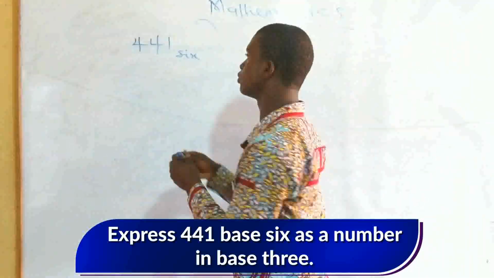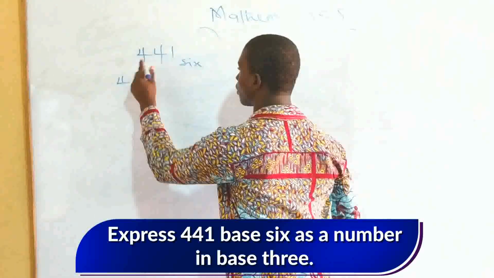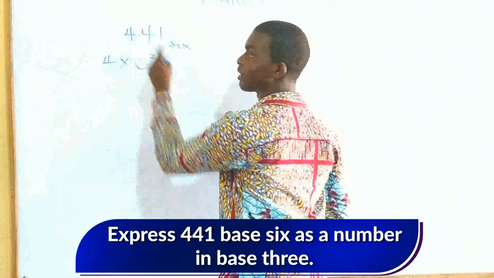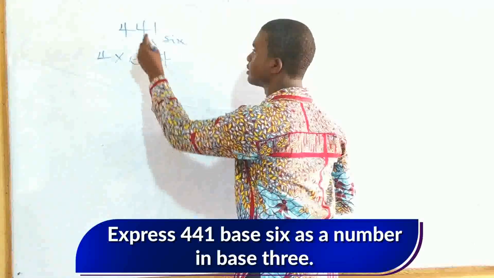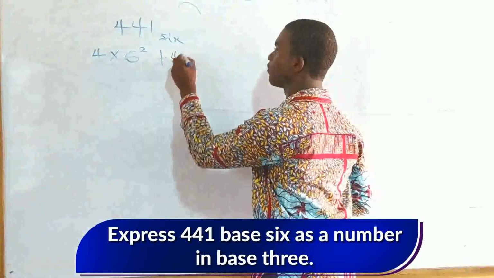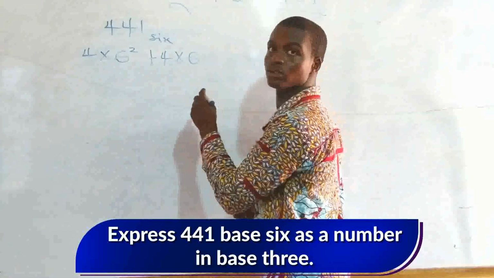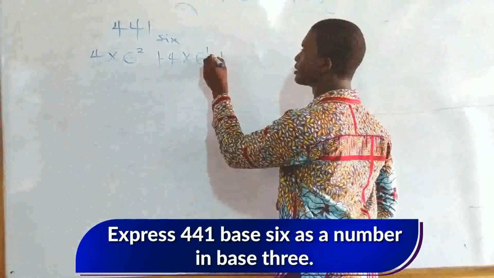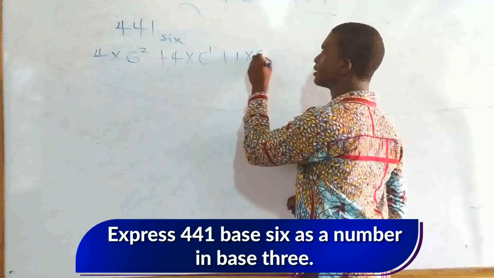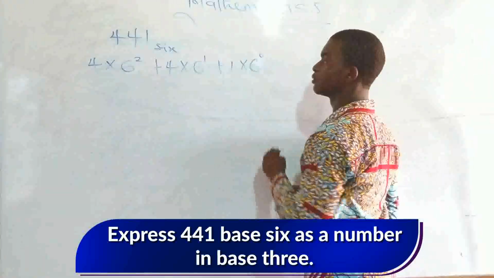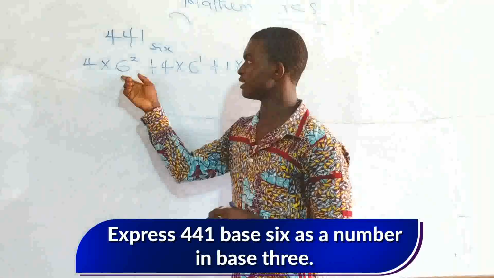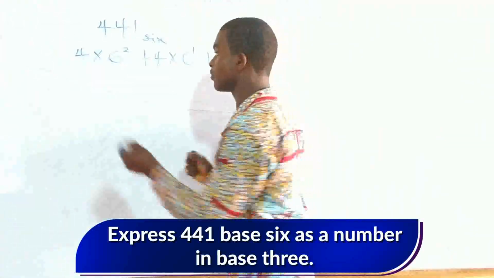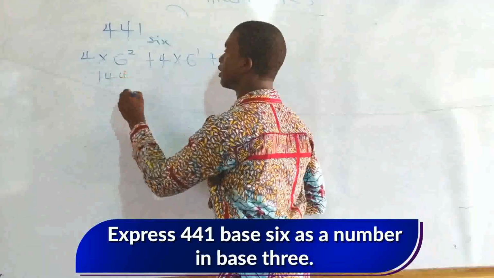Since this is 2, we have to multiply the number. That's 4 times the base 6 raised to the power 2, plus the second digit, that is 4 times 6 to the power 1, plus 1 times 6 to the power 0. Having it this way, 6 squared will give you 36, and so 36 times 4 will give you 144.